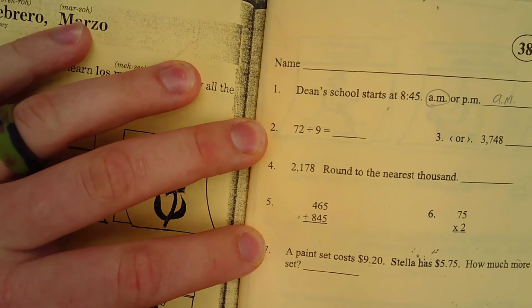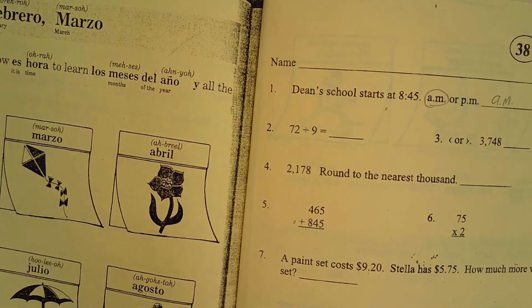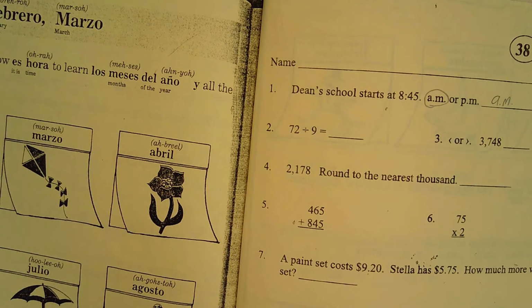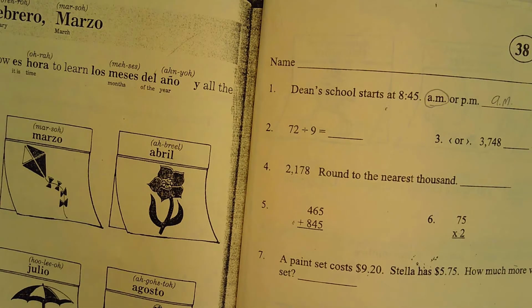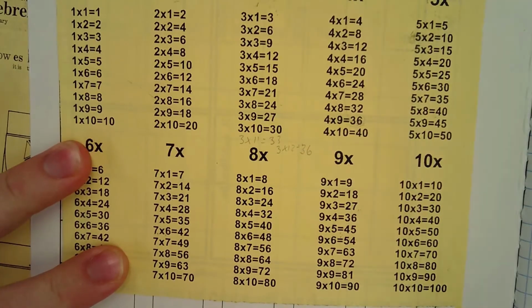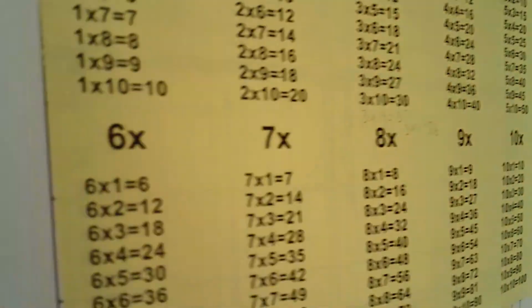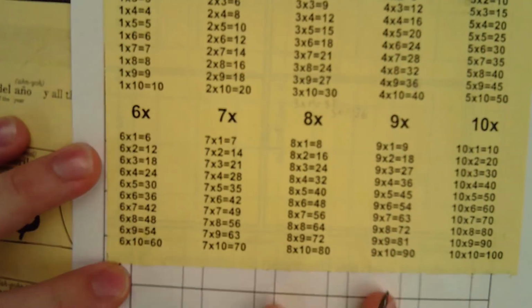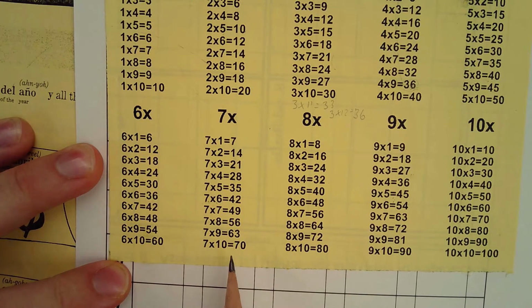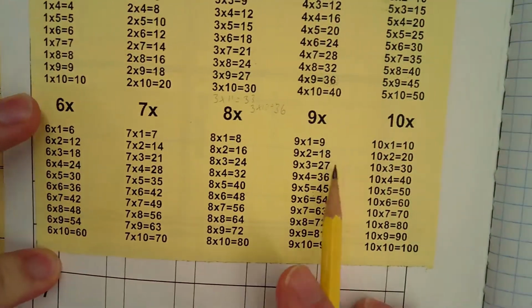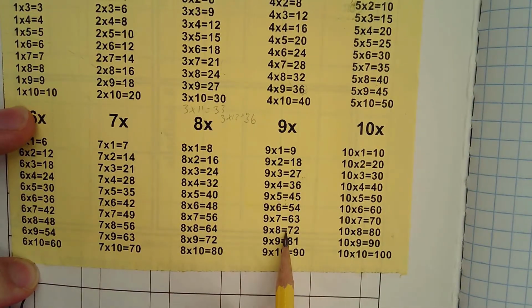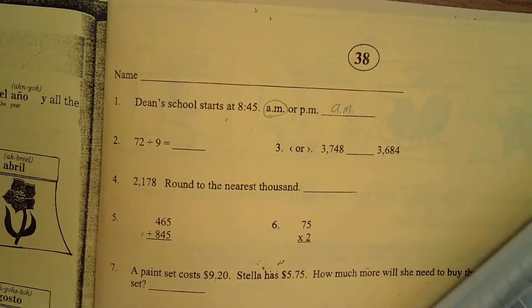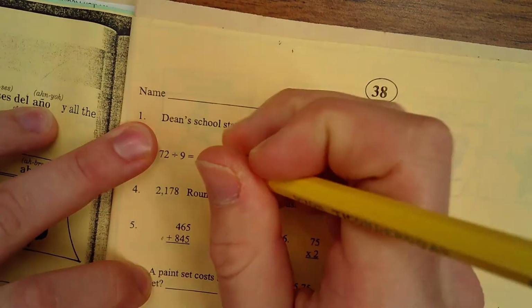After noon is PM. So, AM. Okay, some division. Shortly we're going to get into how to actually do division, but today we're going to just do our trick here. 72 divided by 9. Let's look back at our little chart and look at our nines. The question we have to ask ourselves is, what times 9 is 72? Let's look at our column here. 9 times 8, right there, 72. So the answer is 8.